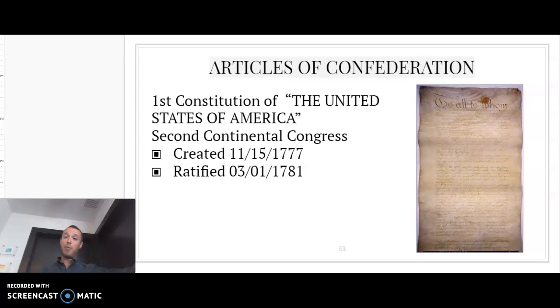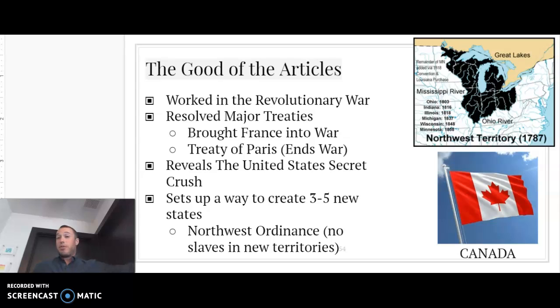And the big thing that I want you to see here with the Articles of Confederation is that it is an important document. Obviously, we're studying it. But there are some good things about it, but there are a lot more bad things about it. All right, so let's talk about it. Let's talk about the good things first. So the first thing is this.